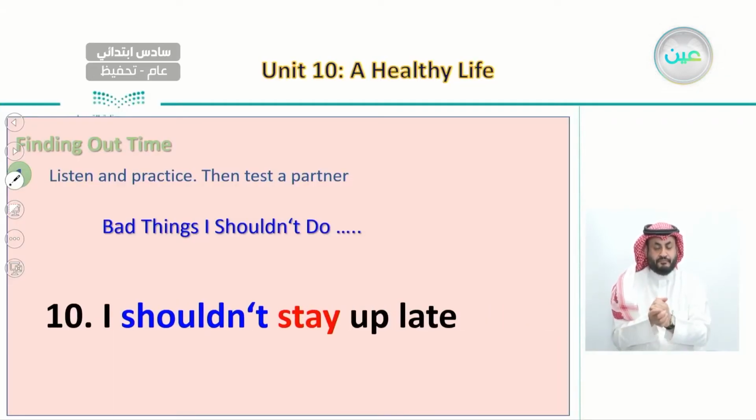Now also, the fourth of the bad things that we shouldn't do is number 10. I shouldn't stay up late. I shouldn't stay up late.